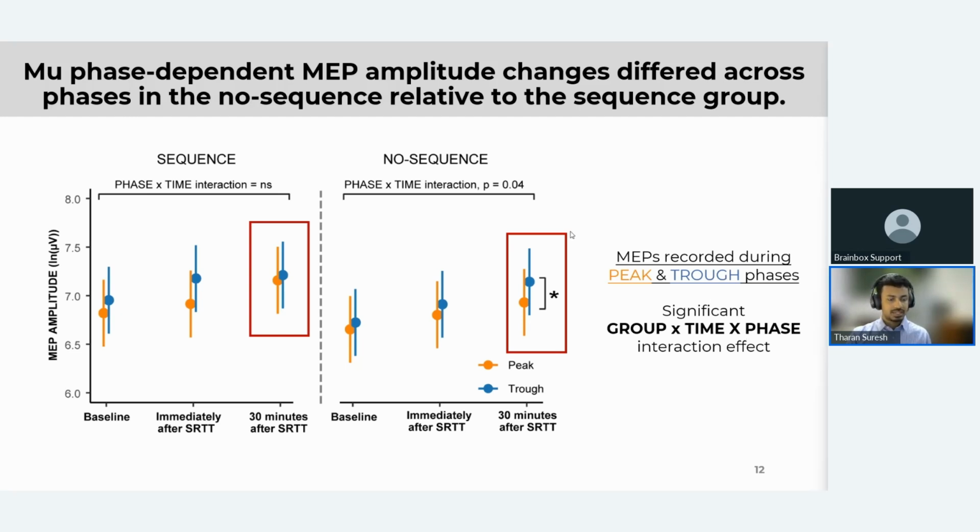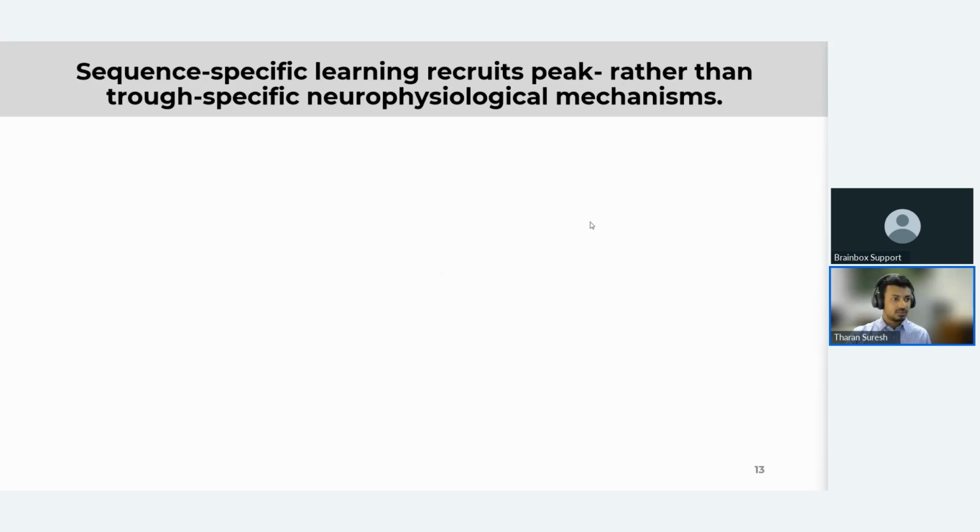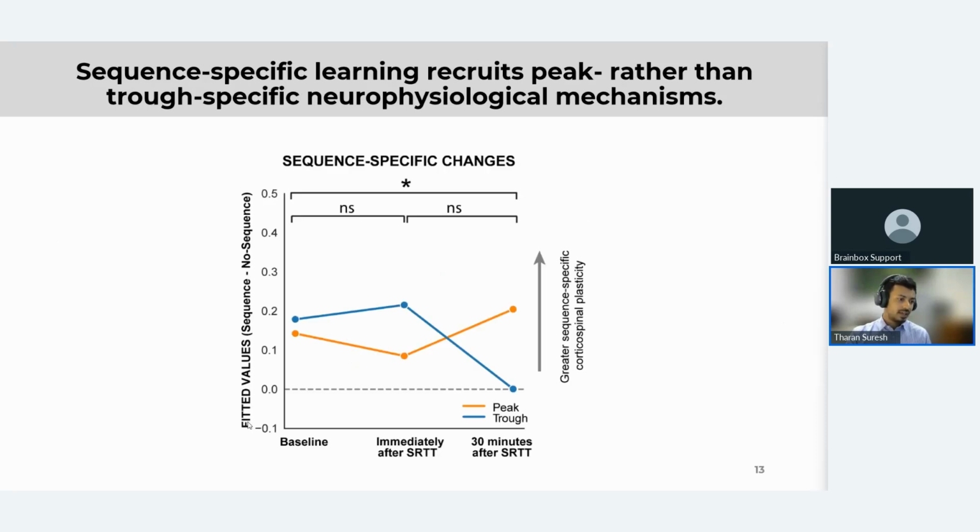And that's precisely what we did here to visualize this information. And here we have model fitted values along the x-axis. These are differences between the sequence and the no sequence groups. That is, again, across the time points of measurements from the plot I presented earlier. Here we see that sequence-specific learning recruits peak rather than trough-specific neurophysiological mechanisms. And here, a greater sequence-specific corticospinal plasticity is represented by a much more positive value here, which is, again, this little difference that we're talking about.